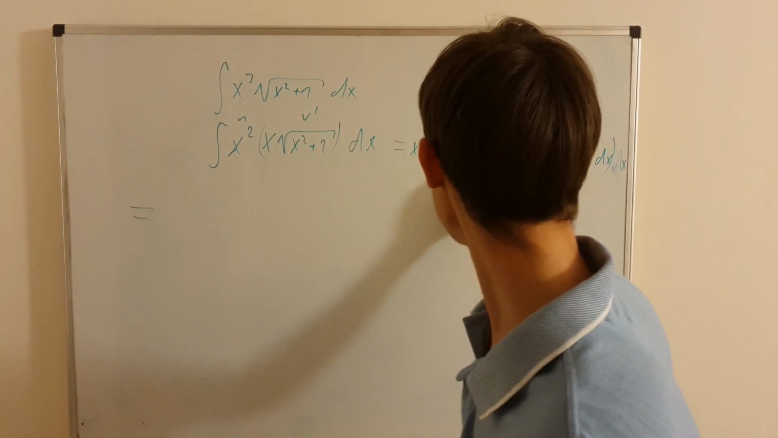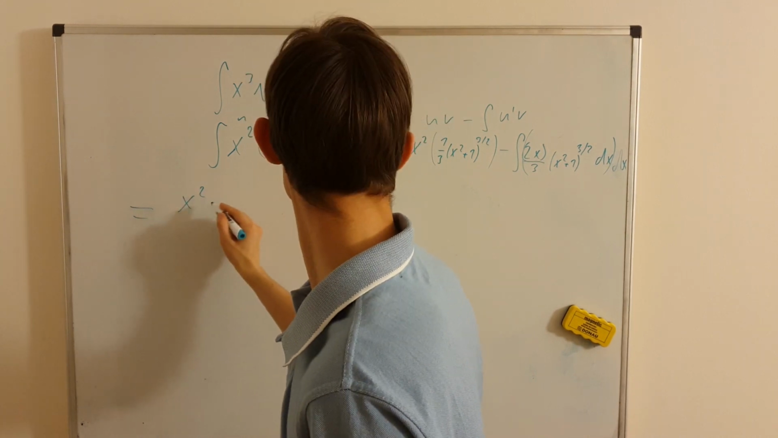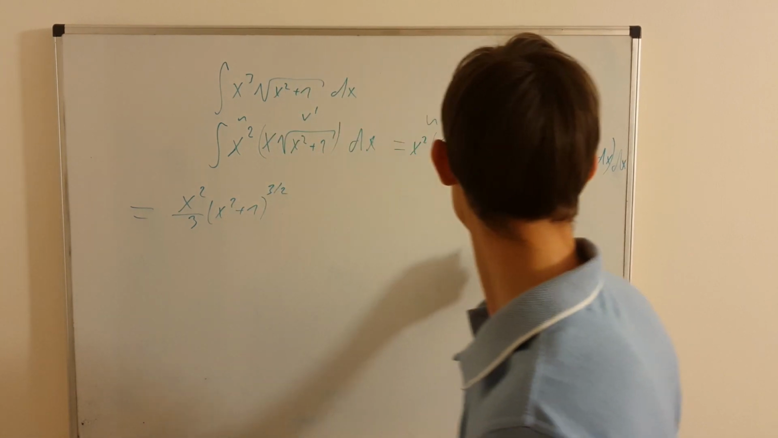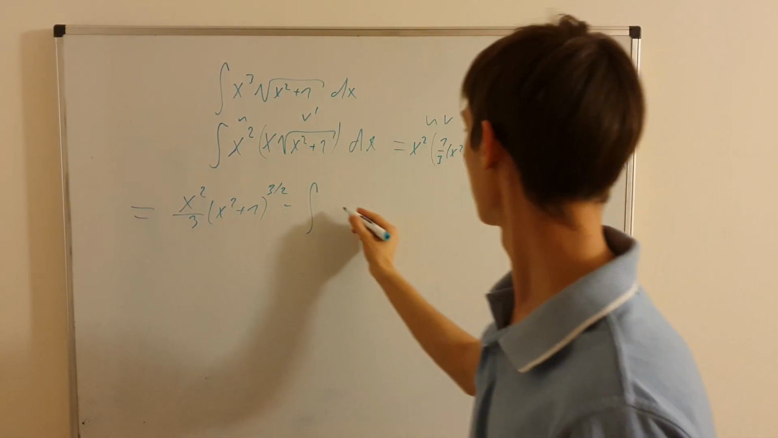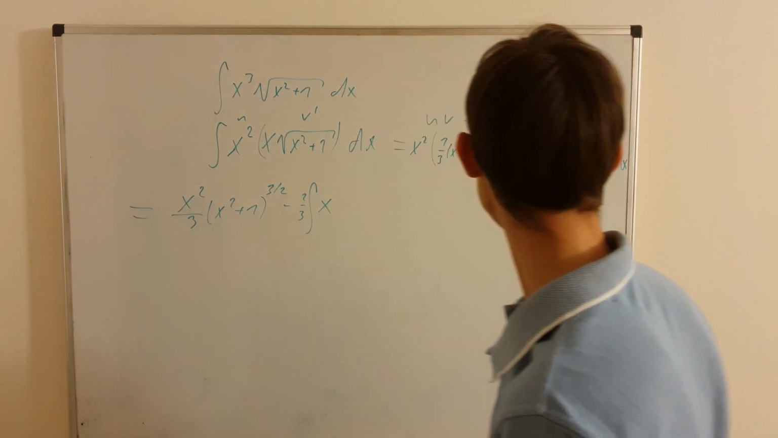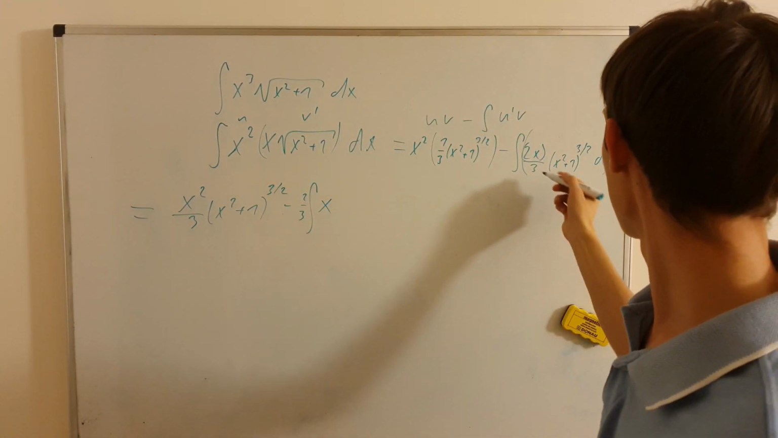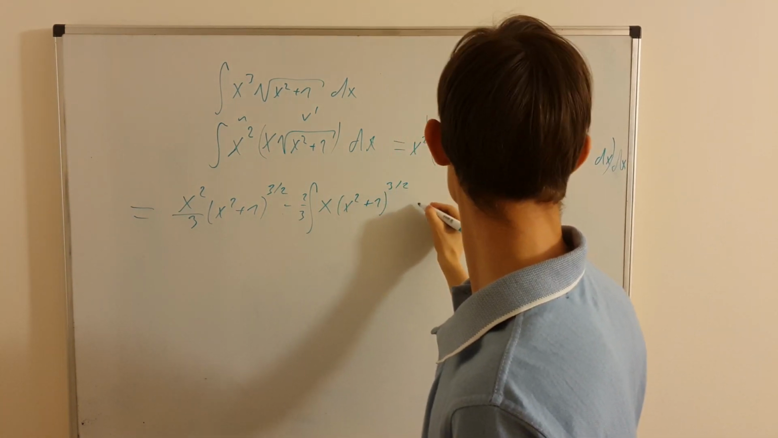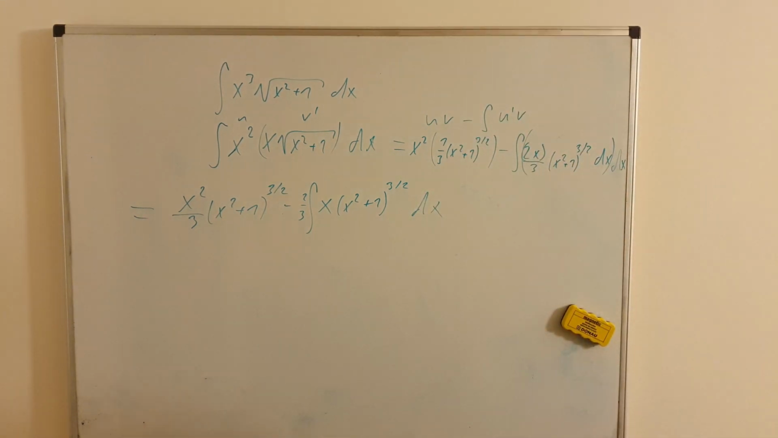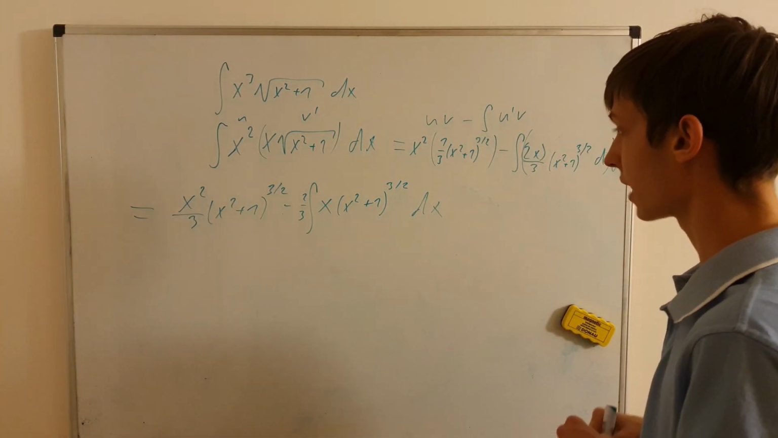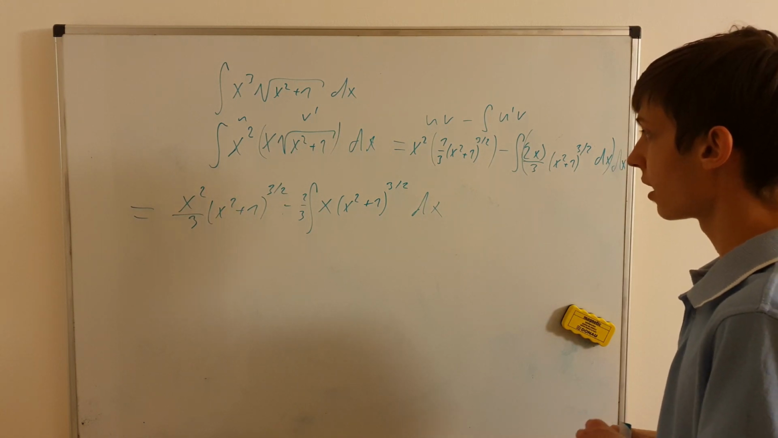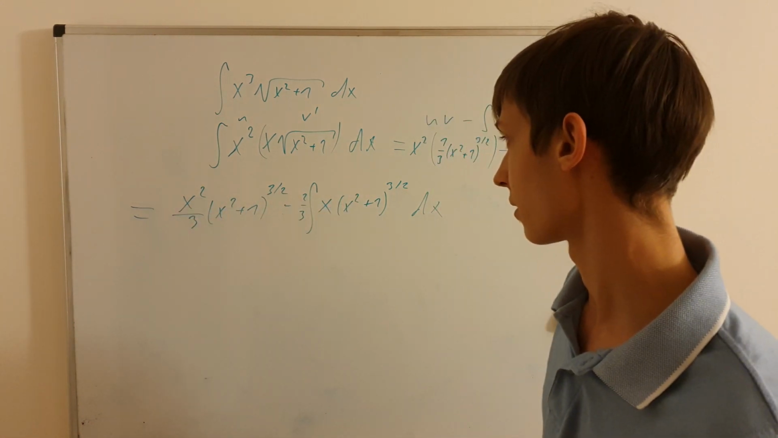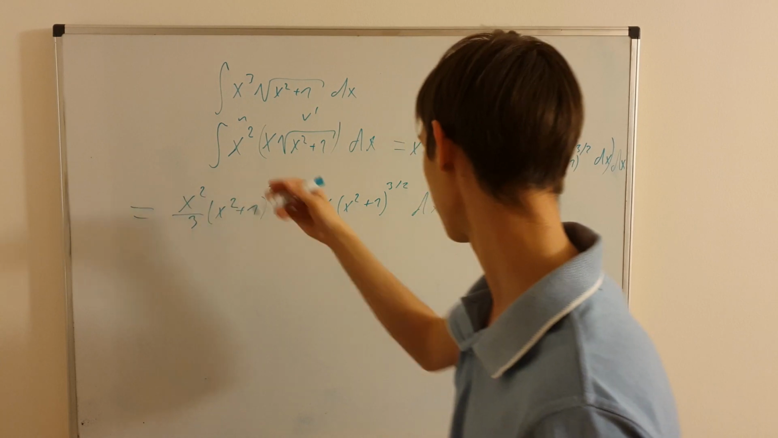So what I have now is x squared over 3 times this parentheses to the 3/2 power. Then minus integral of 2/3 inside is x, the 2 first went out, x times x squared plus 1 to the 3/2 dx. All right? And now the only thing that is left to take care of is basically this integral, while this is already basically done. There's not much way to simplify this further.